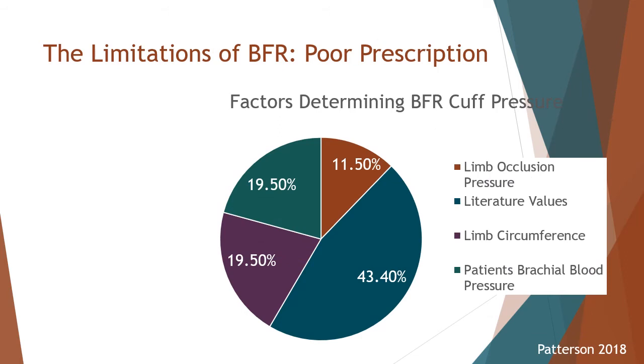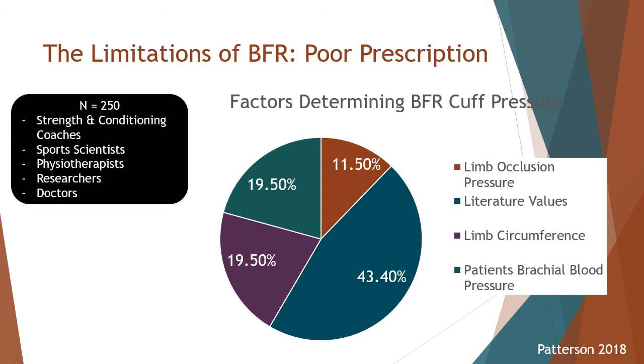Additionally, besides the cuff appropriateness, they also considered the prescription of BFR. They looked across 250 different clinics, which included strength and conditioning coaches, sports scientists, physiotherapists, researchers, and doctors, and factors determining the BFR cuff pressure. Quite often you can see that patient brachial pressure was utilized for 19%. However, the literature values were predominantly used in over 43%.